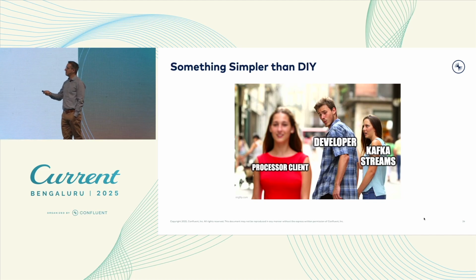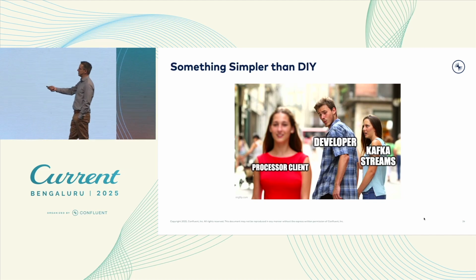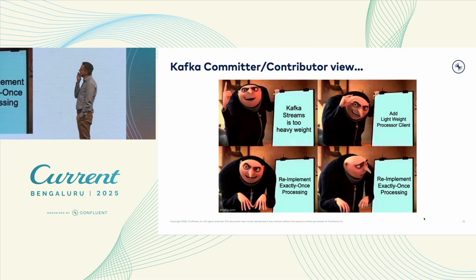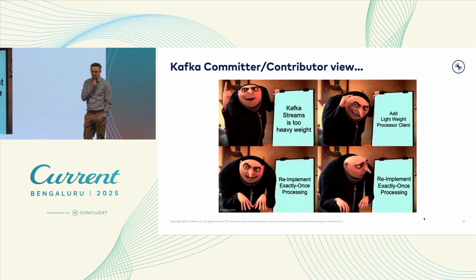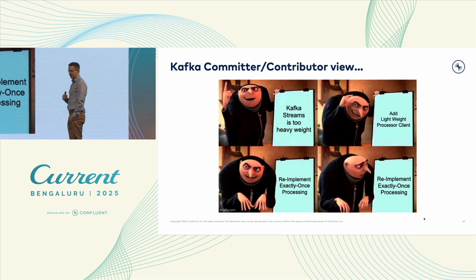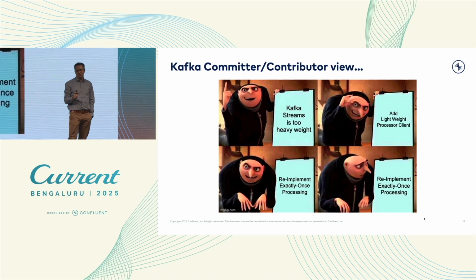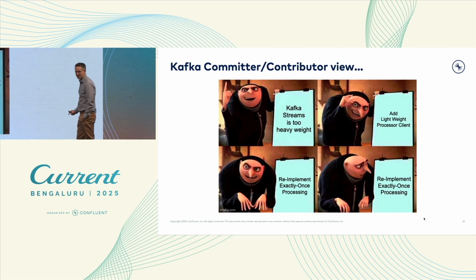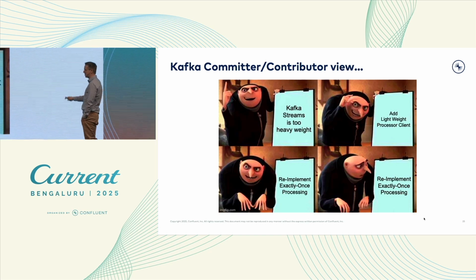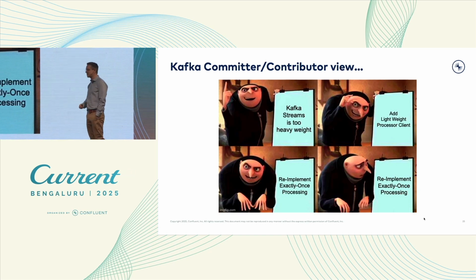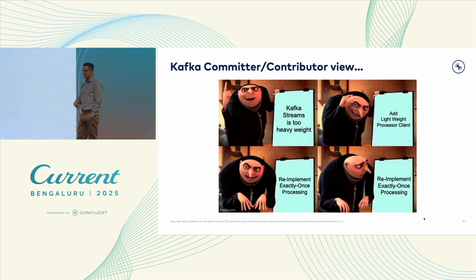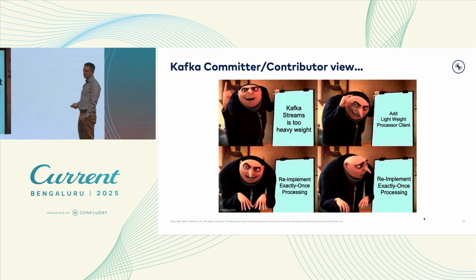Making this simpler in a processor client, yes, for the user, it's great. But now I also have this plan. Well, Kafka Streams is too heavyweight. I don't want to use it. So let's do a processor client. And now we have to re-implement exactly-once semantics a second time. I don't want to do this. I already need to maintain Kafka Streams. That's hard enough. I don't want to maintain an EOS implementation with all the same bugs, or maybe different bugs, most likely different bugs, a second time, right? So from a software development point of view, we need to be very careful what we do here.